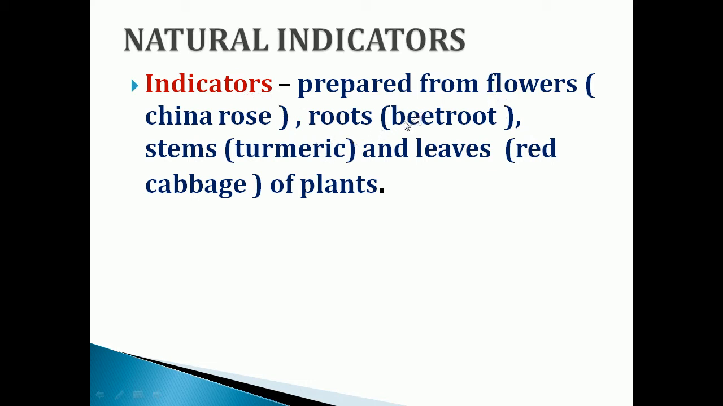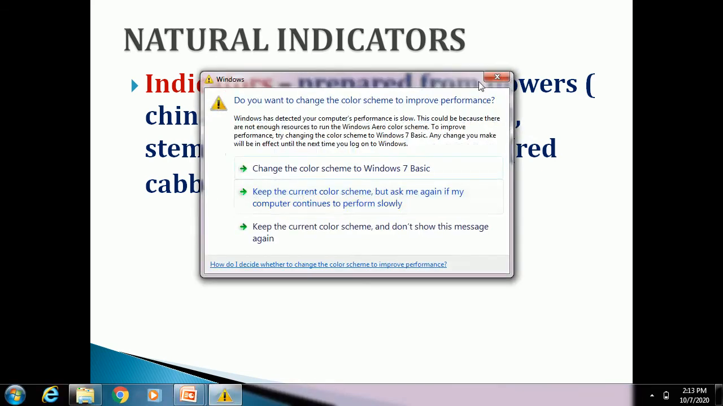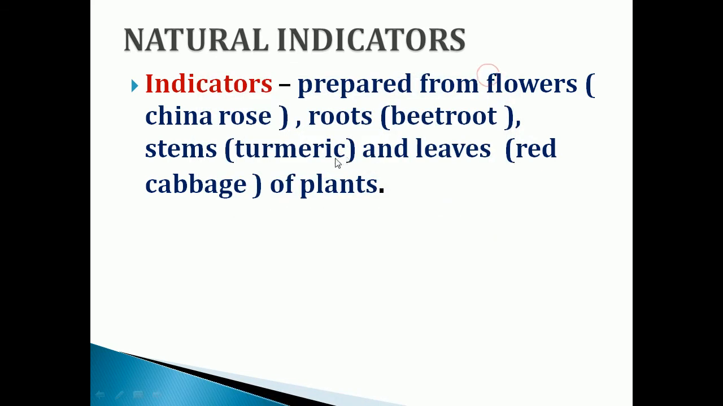Then beetroot can also be used as an indicator. Then turmeric, which is the stem part of the plant, can be used as an indicator. Then a leaf that can be used as an indicator is red cabbage. You know red cabbage is a leafy vegetable, red in color, which can be used as a natural indicator.